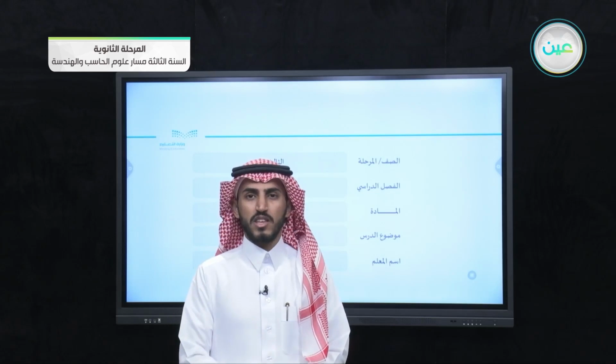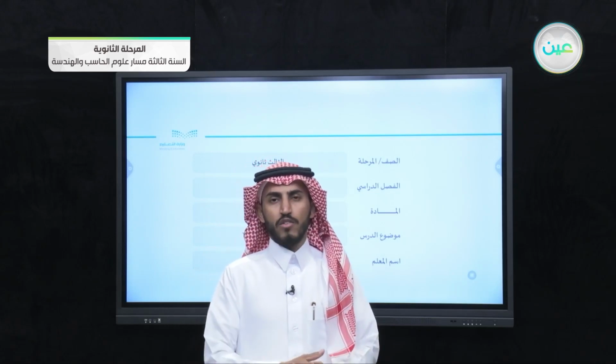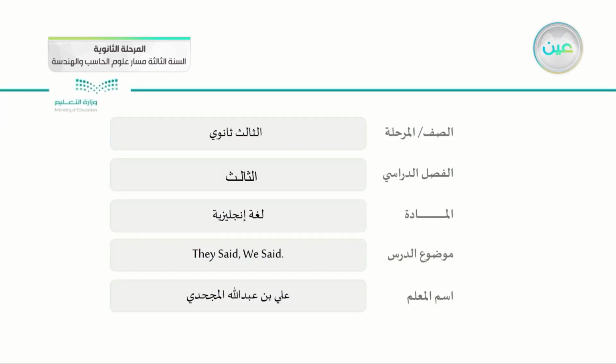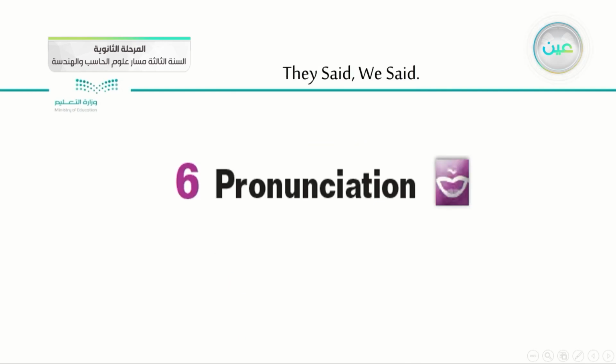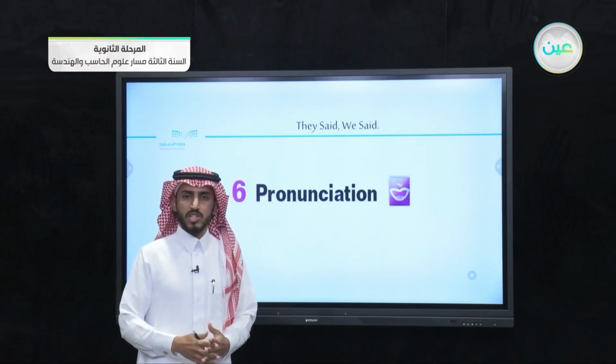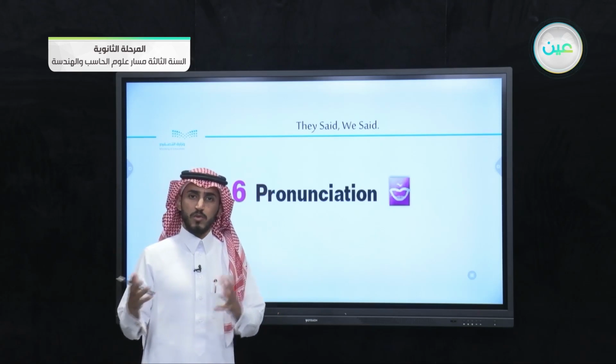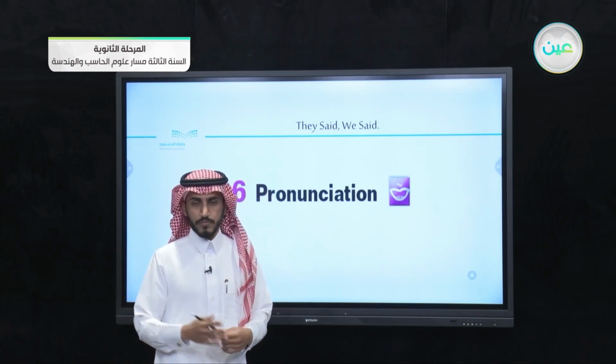But before we start the new lesson, let's take a quick overview of the previous lesson. In the previous lesson, on page 59, we talked about two skills, pronunciation, and we also talked about vocabulary building. In the pronunciation part, we explained the meaning of the word pronunciation, and we said that it means the way we utter or say a word.